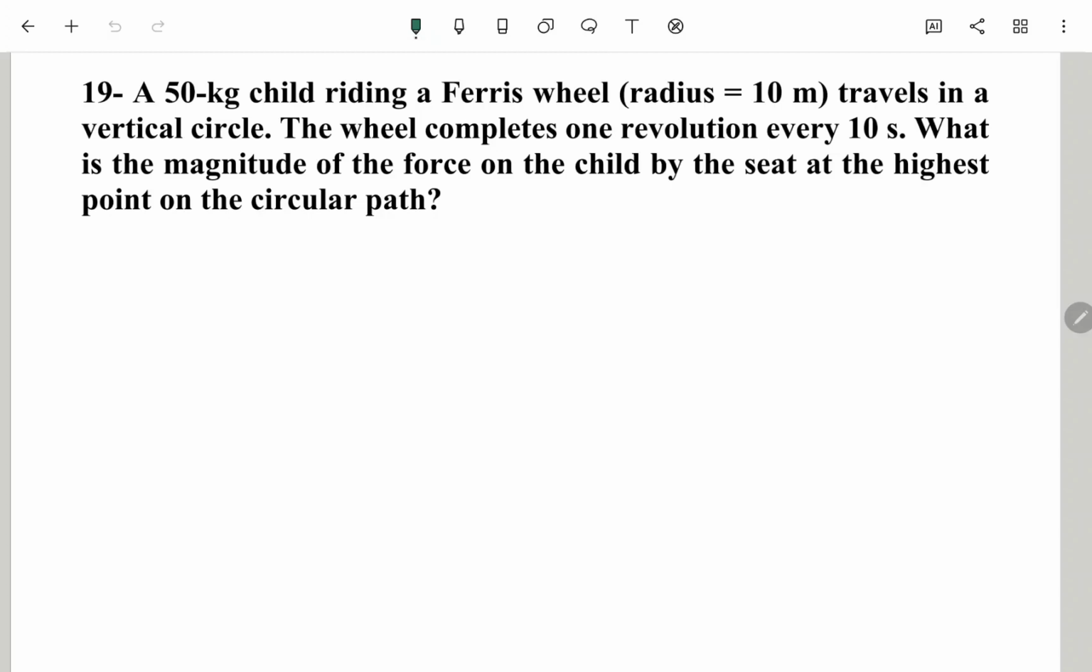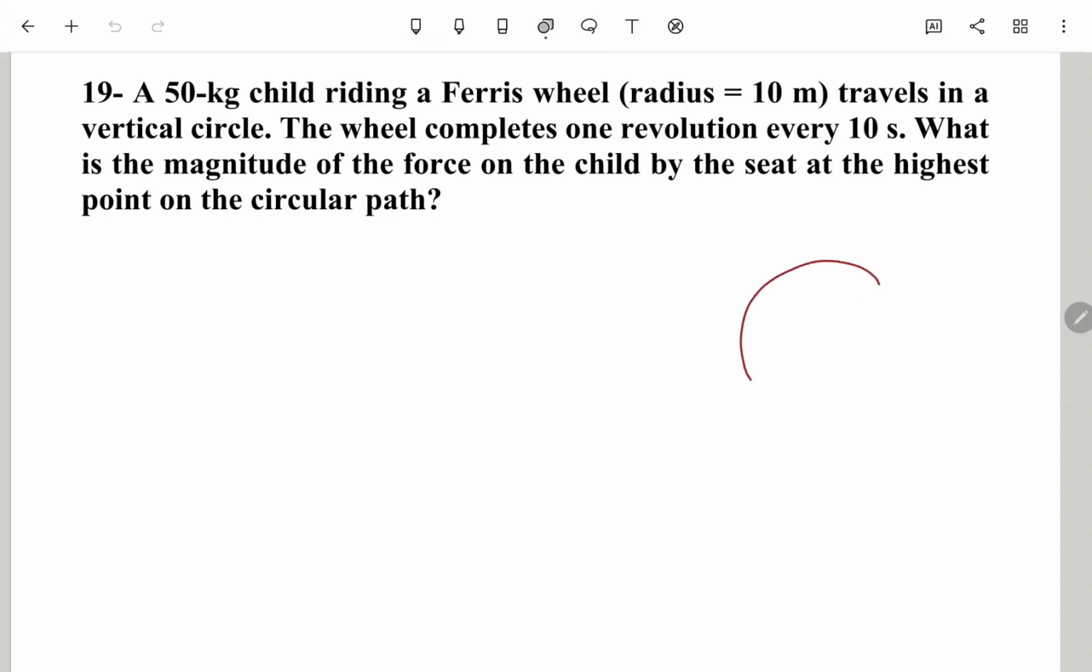A 50-kilogram child riding a Ferris wheel with radius 10 meters travels in a vertical circle. The wheel completes one revolution every 10 seconds. What is the magnitude of the force on the child by the seat at the highest point on the circular path? Now, here's the situation.